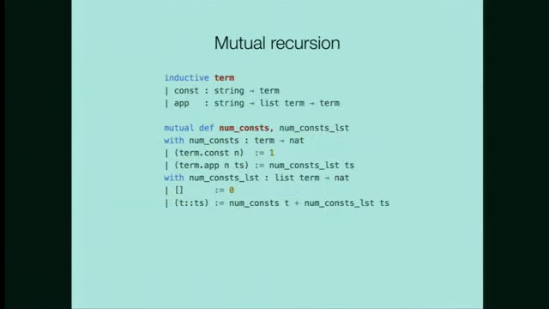We also have support for mutual recursion. This is a very simple example where I'm computing the number of constants in this very simple inductive data type. You have two functions, one that takes a term into a natural number, and another one that takes a list of terms into a natural number.